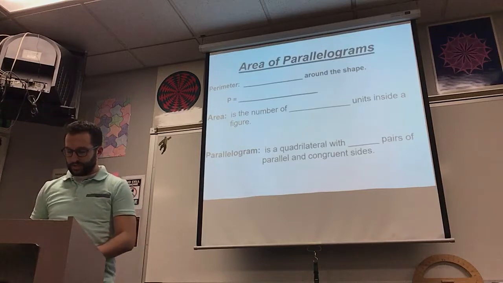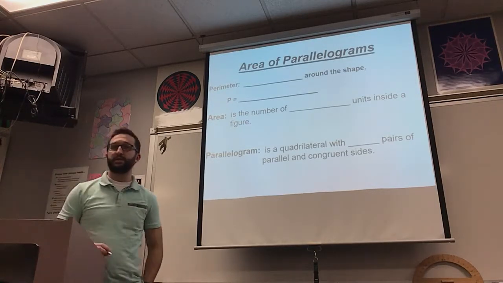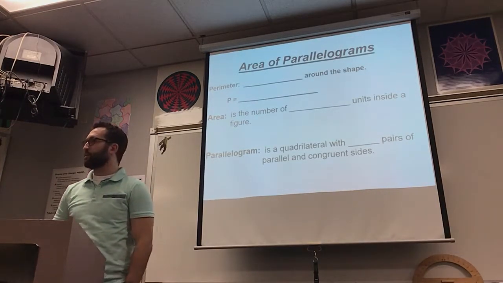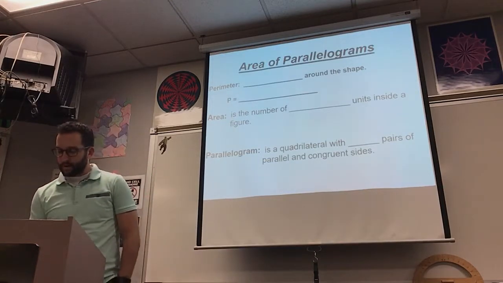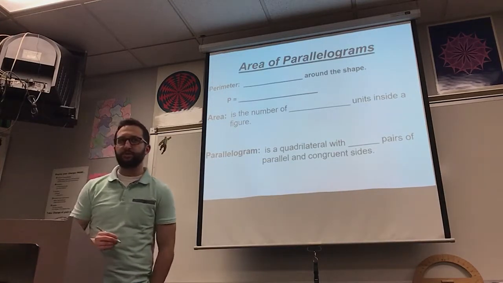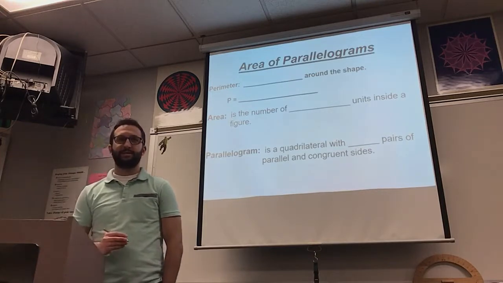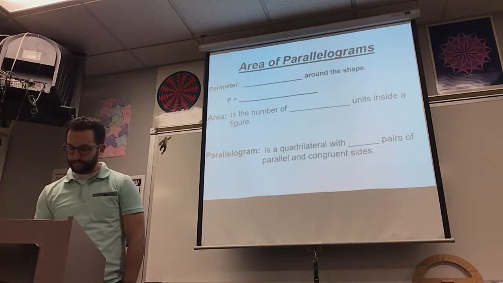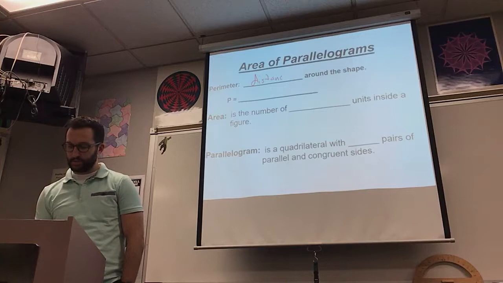Okay? So let's get some definitions in here. We're going to do a lot of writing. We're going to do it fast. Perimeter is the what around the shape, do you think? The distance. Yeah, it's the distance around a shape.